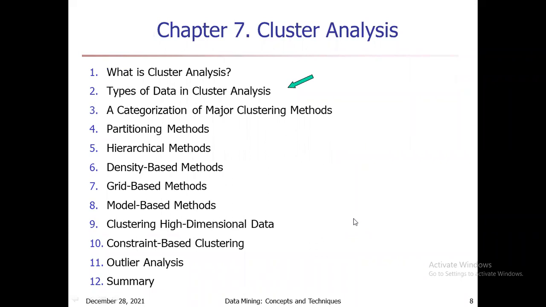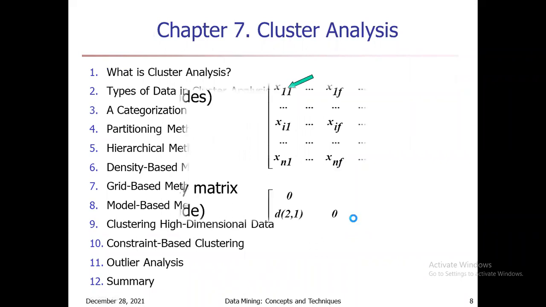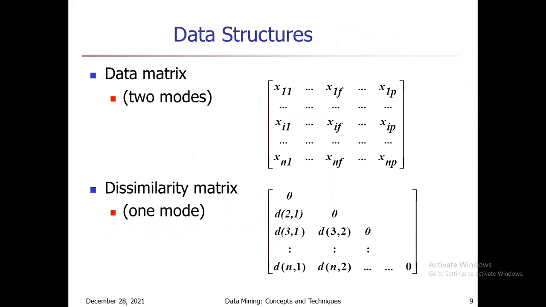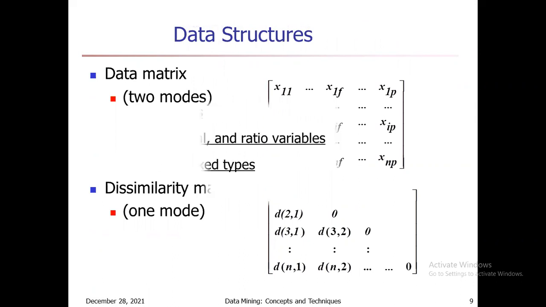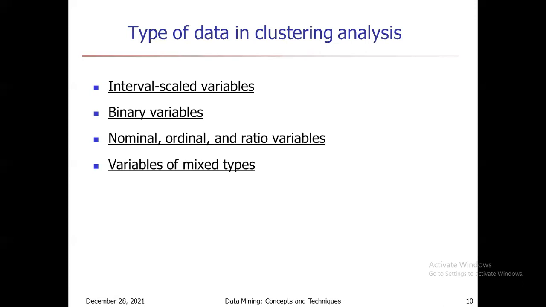So we can see what types of data there are in cluster analysis. What are the different types of data? Already we have studied this one. What is the data matrix? That is the two modes. And again the dissimilarity matrix is the one mode here. After that we have studied the types of data in clustering analysis. Okay, we have the different types here. The first type is interval scaled variables. Second one binary variables. Third one nominal, ordinal and ratio variables. And the next one the variables of mixed types here.